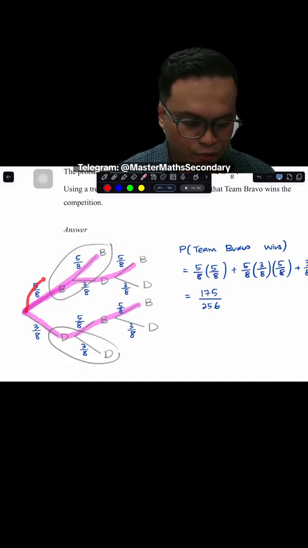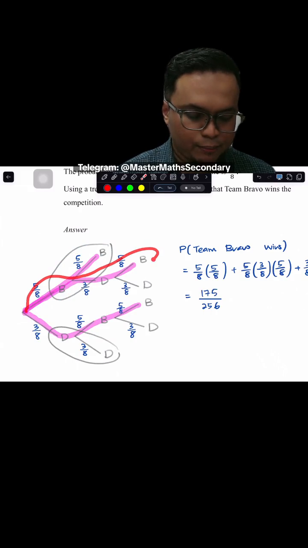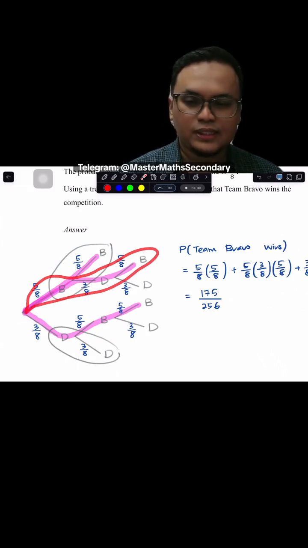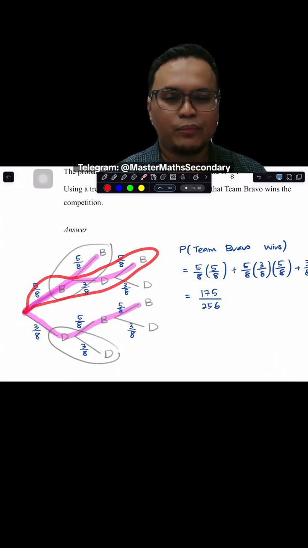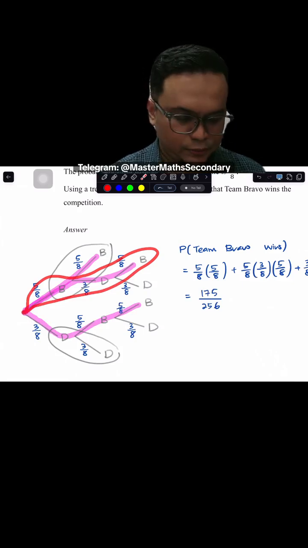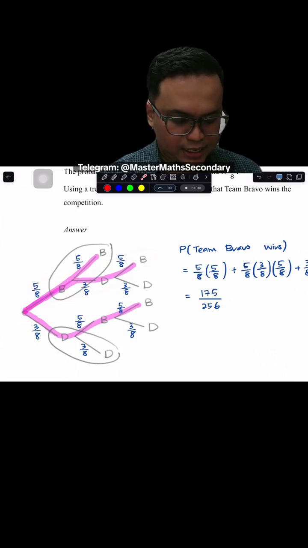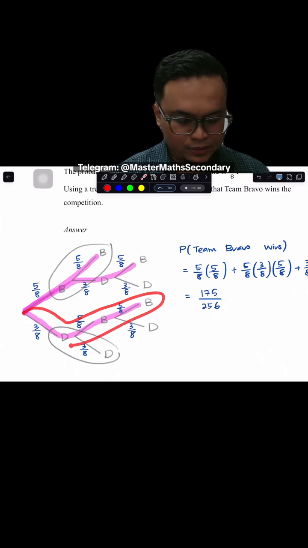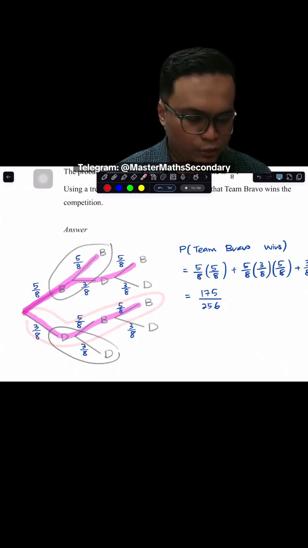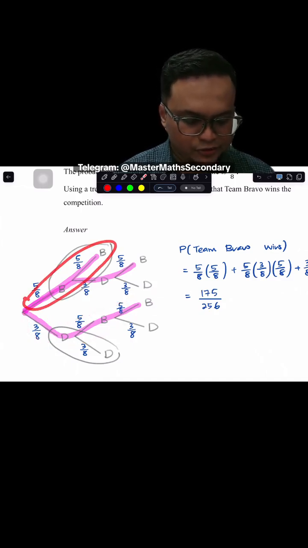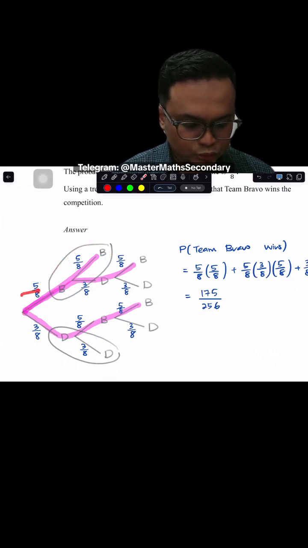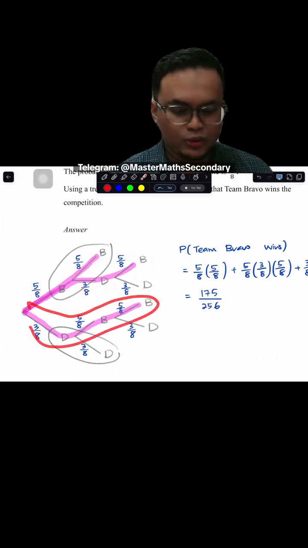There's also this probability whereby Bravo wins first, Delta wins second, then Bravo wins third. This one is also another favorable case here, because you want Bravo to win. Two wins will decide that Bravo wins. And the last one would be Delta wins first, but Bravo wins the next 2 games.